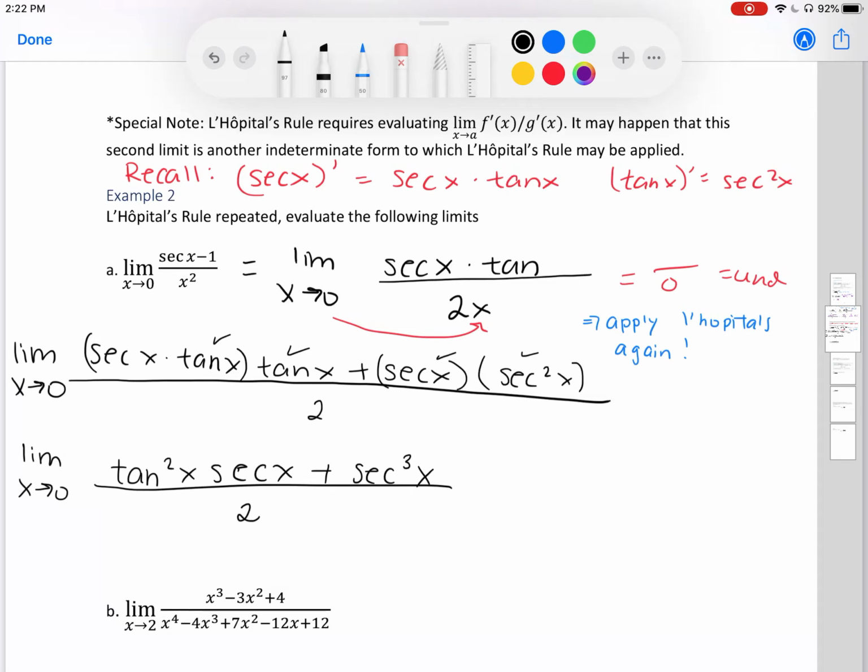Okay, now we can directly substitute in the value of 0. Just so that you have these values handy, secant of 0 is equal to 1, and tangent of 0 is equal to 0. So we're left with, well, tangent is 0, so it makes all of the 0. 0 plus 1 all over 2. We're just left with 1 half.